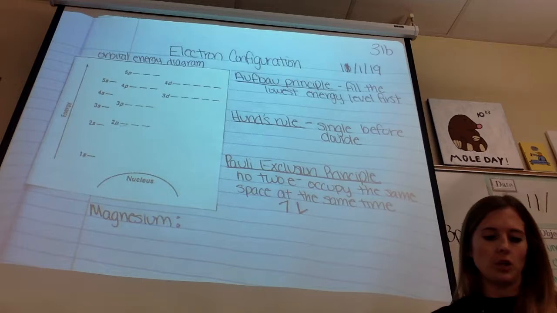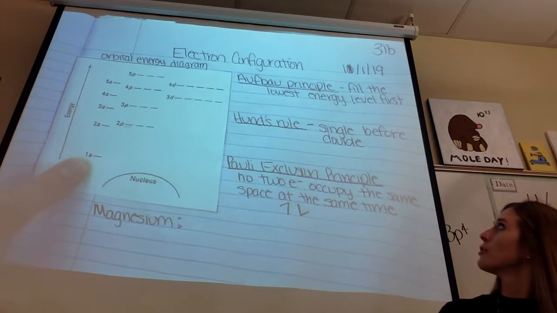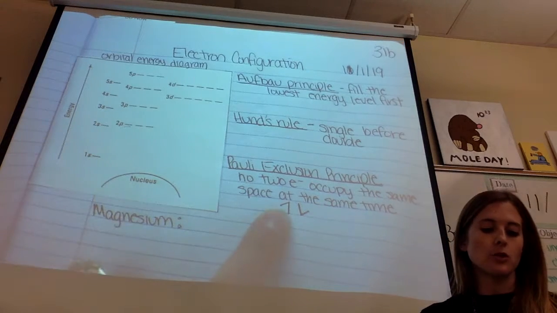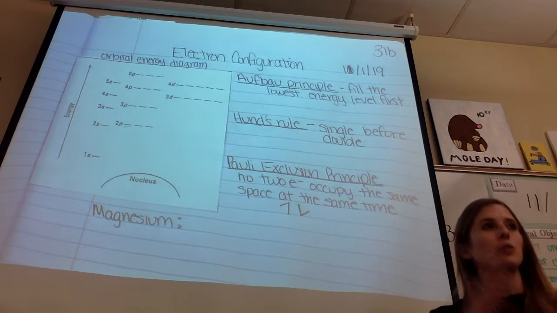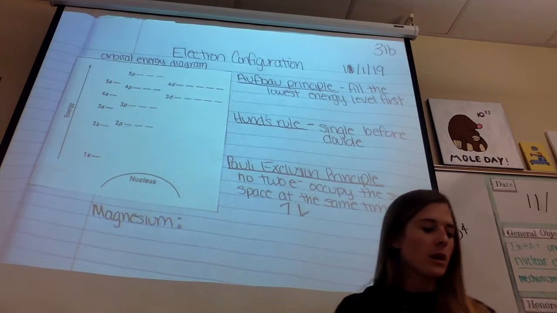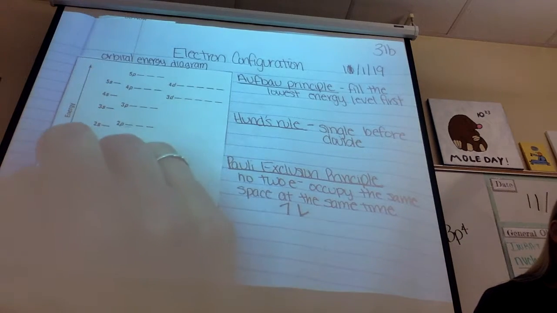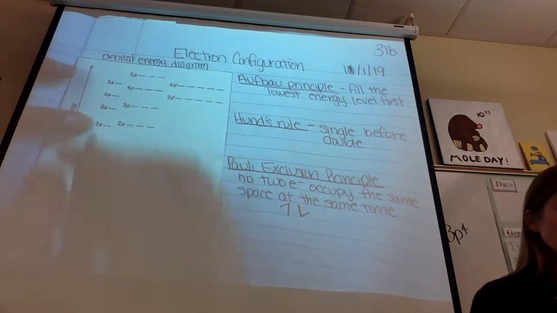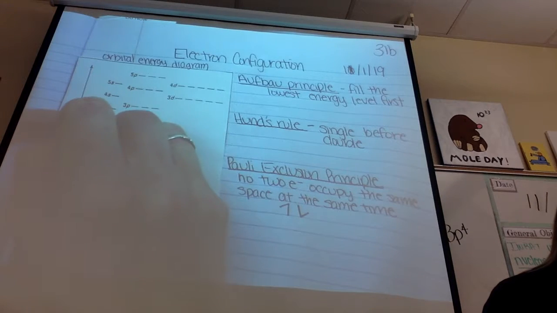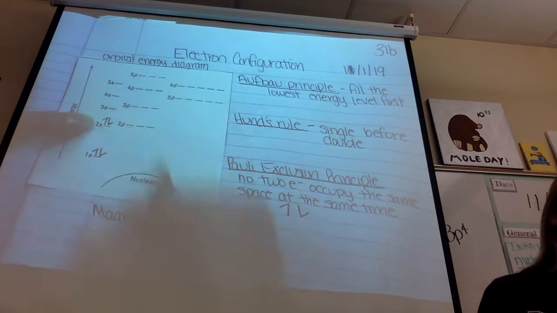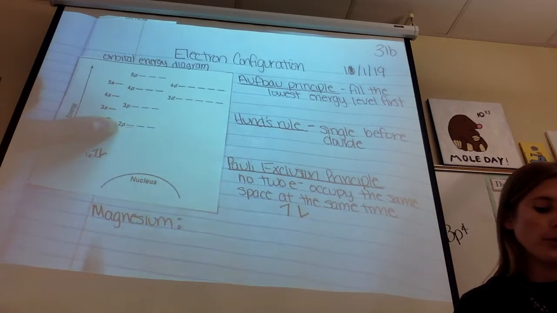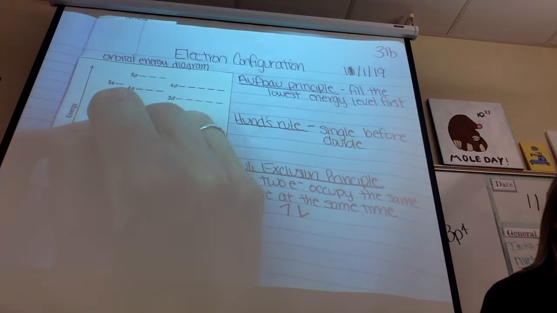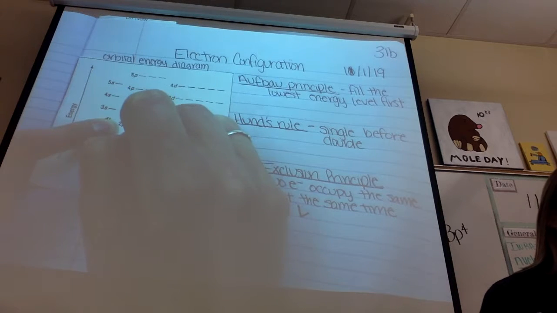So I am going to start from the lowest energy level. I'm going to make it single before I double up, and then I'm also going to do an up arrow and a down arrow in each one of the orbitals. So I'm going to start with electron 1, electron 2, that's full. Go up to level 2, electron 3, electron 4, that's full. So I move up over here. Now watch again what I'm doing here. I'm going to do electron 5, electron 6, electron 7.